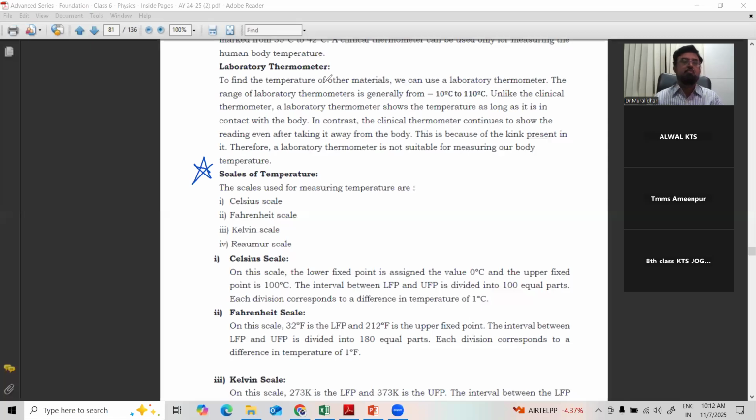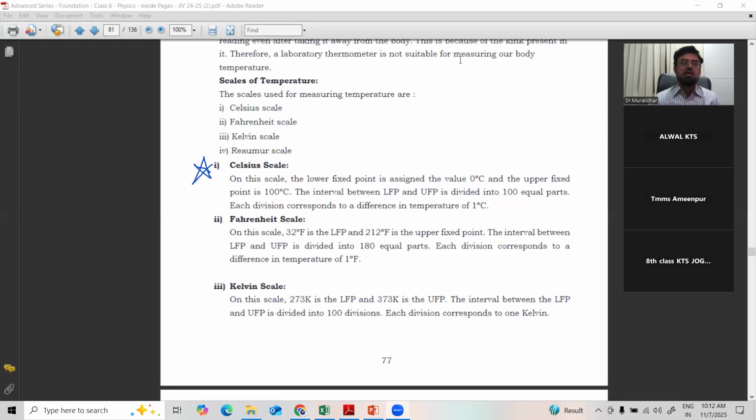Now we'll come to the scales. Scales of thermometer, very important. Temperature is measured in various scales. Okay? Various scales are there to measure temperature. In that, one is the Celsius scale, Fahrenheit scale, Kelvin scale, Reaumur scale.